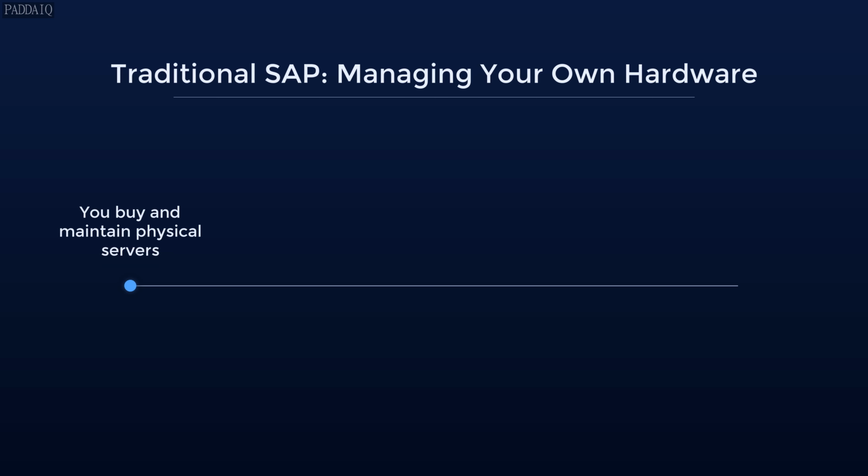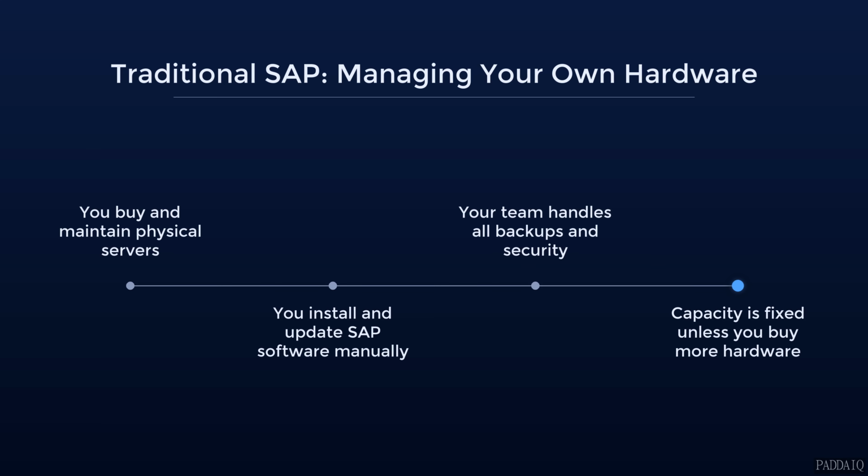Capacity is fixed unless you buy more hardware. This means your system can only handle a set workload. If demand increases, performance suffers until you purchase and install additional servers. For example, during holiday sales, an on-premise SAP system might slow down drastically with increased orders. You must physically expand your data center to resolve this limitation, which is costly and time-consuming.